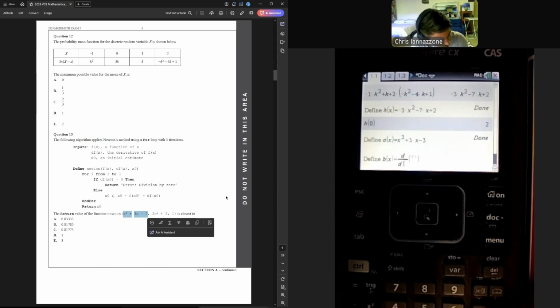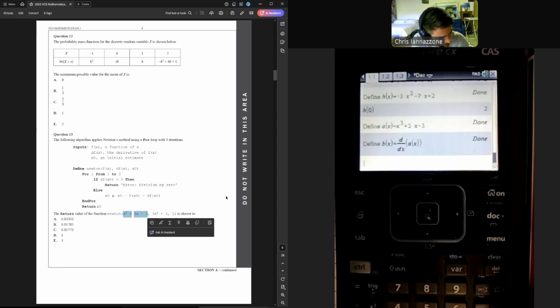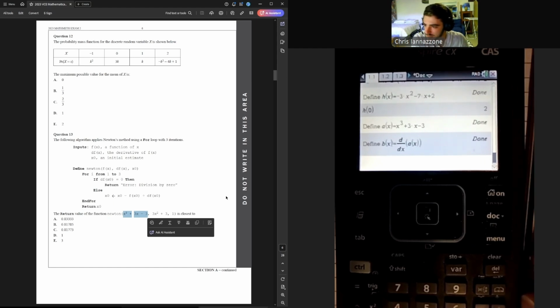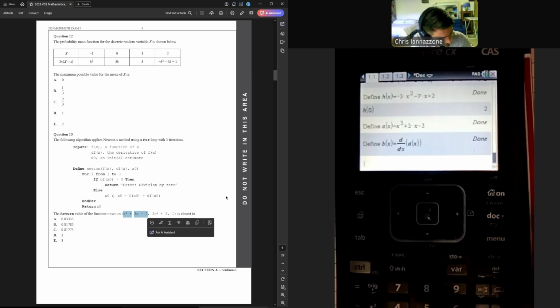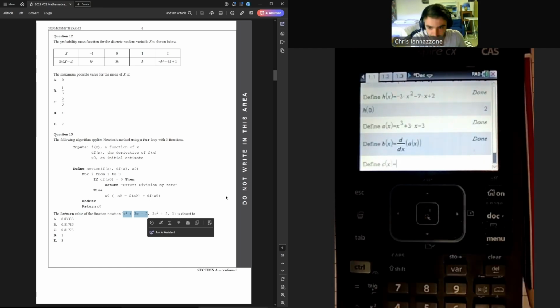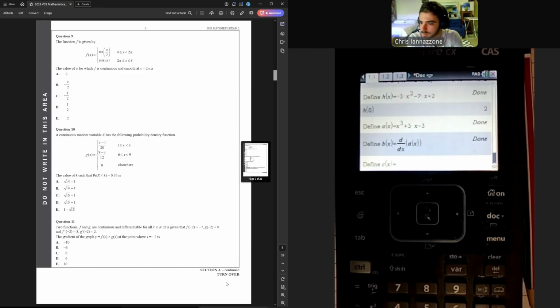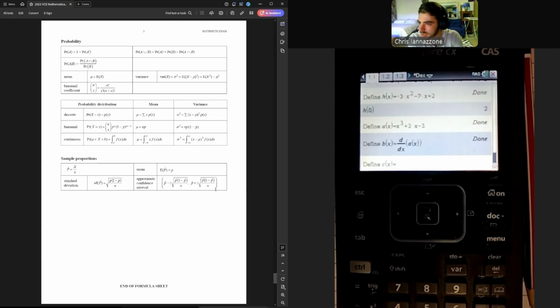So let's do that. Don't even need to look too hard. All right, just going to define it purely with respect to a of x. And then lastly is the actual Newton's method equation itself. So that's going to be c of x. Just so you have something to reference, let's go and see what that actually looks like in the formula sheet.